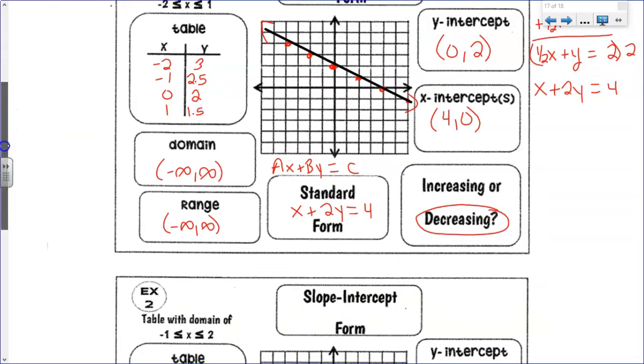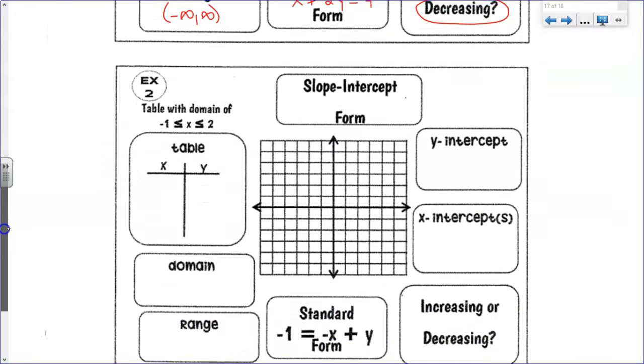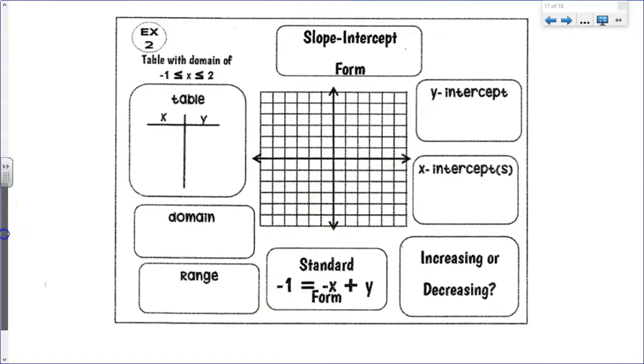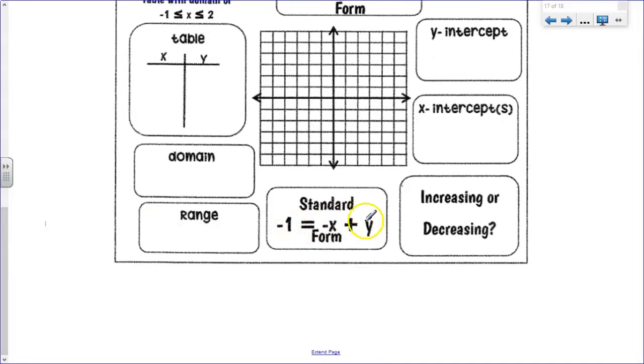Okay, so let's look at one more. If you would stop the video at this point and work this by yourself, and then come back and check it. Okay, so here we have standard form. Now sometimes the ax plus by is on the right side instead of the left. That's okay. So we want to go from standard form to y-intercept form.